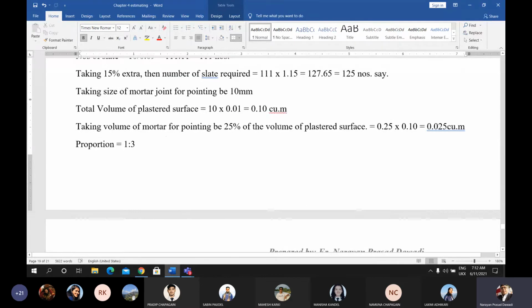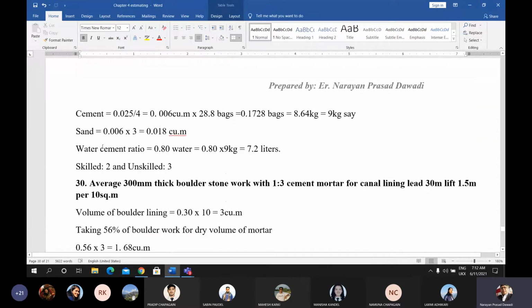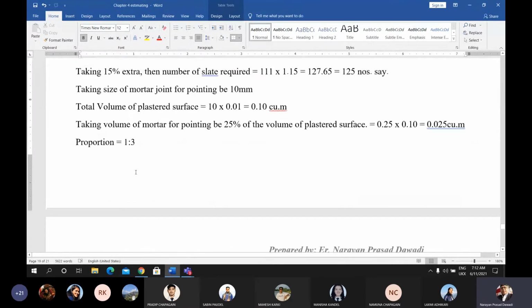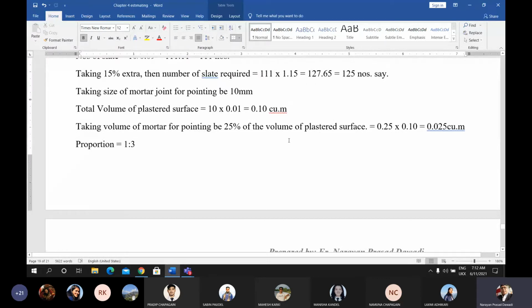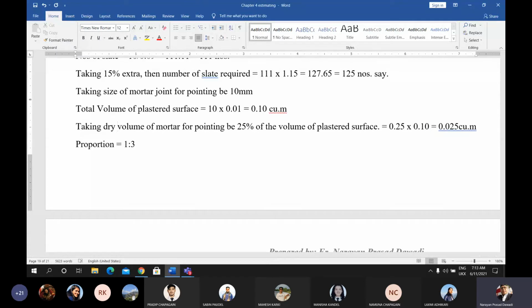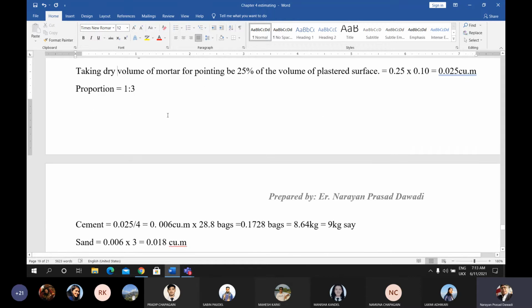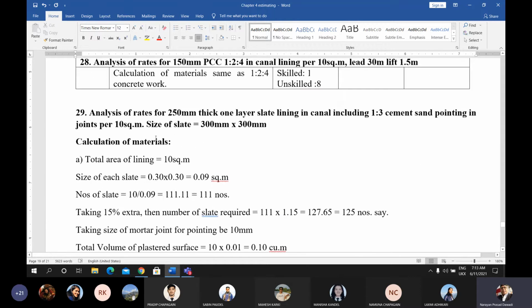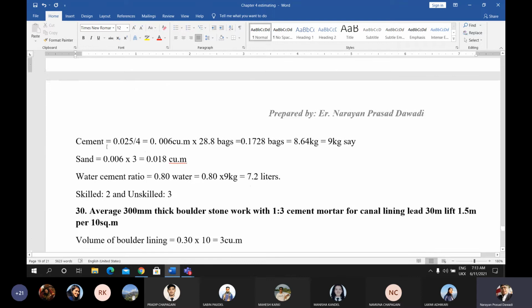The proportion is given as 1:3. This is the wet volume of mortar, and this is the dry volume of mortar. The dry volume of mortar for plaster pointing is 25% of the volume of the plaster surface, and the proportion is 1:3 here, so the cement will be 0.025 divided by 4. This is the cement, and sand is 0.006 into 3, which is 0.01 cubic meter.